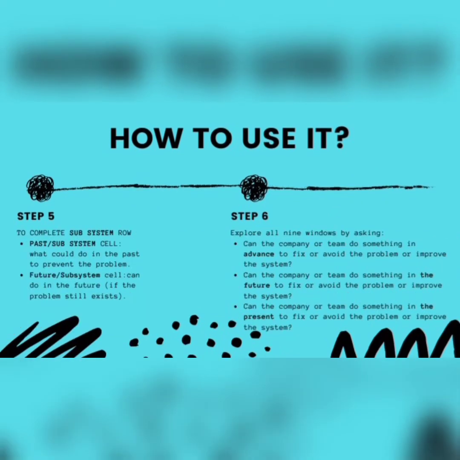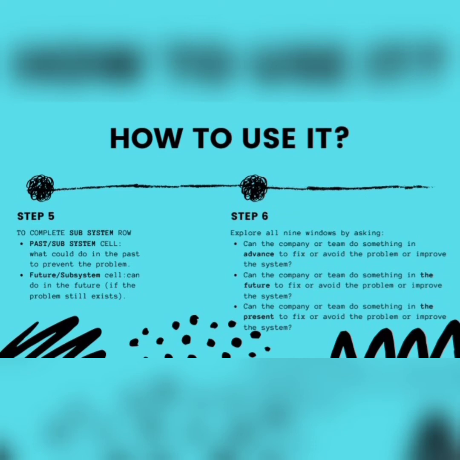Step 5 is completing the subsystem row, starting with the past subsystem cell. In that cell, the enterprise will write what they could have done in the past to prevent the problem. In the future subsystem cell, they would write what they can do in the future to prevent that problem in case it still exists.